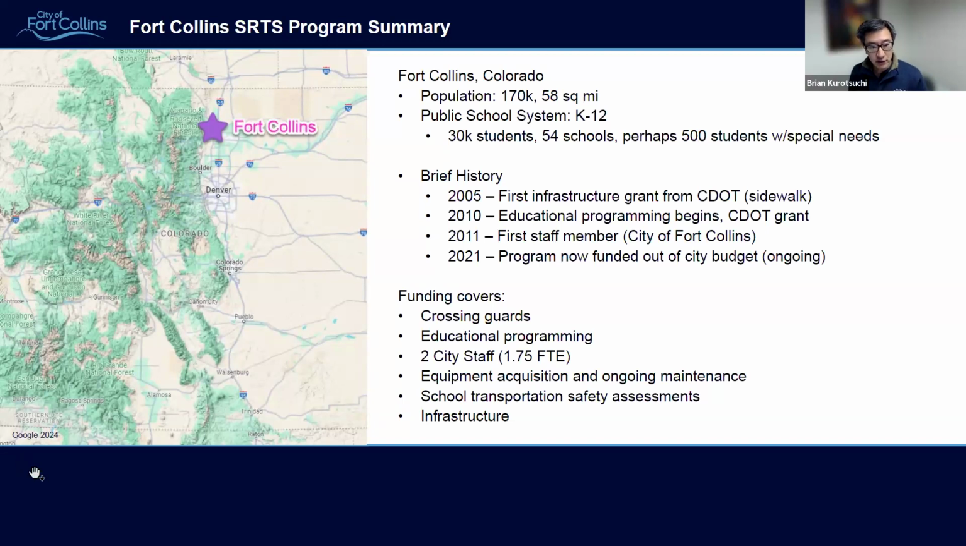But this funding covers things like crossing guards, which is kind of run by the schools, but paid for by the city. Educational programming, which is kind of what I'm here to talk about. The 1.75 FTE staff, so I'm the 0.75. Getting equipment and maintaining it, et cetera, just all the overhead. We're doing safety assessments at schools to do formal examinations of what's going on with patterns in the school zone. The school zone being getting to it, getting out of it. And then just general infrastructure as you would expect for Safe Routes to School activities. Okay, next slide, please.